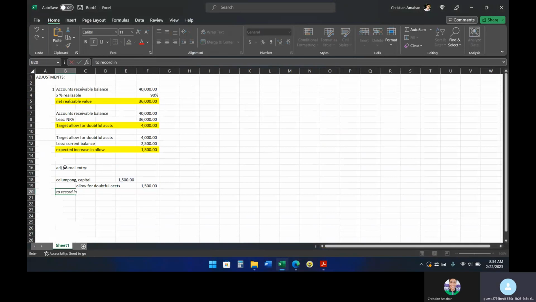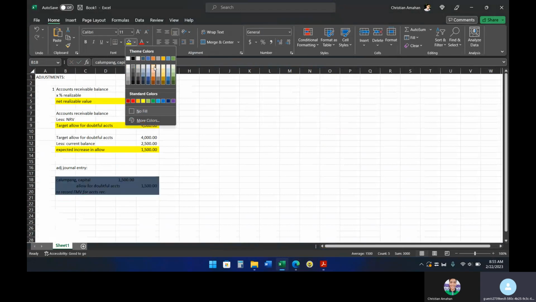To record fair market value for accounts receivable. Pwede ra na siya ingon ana, dili kay ta mag strict ana. Okay? So mao ni siya ang ato ang journal entry para sa adjustment number 1.